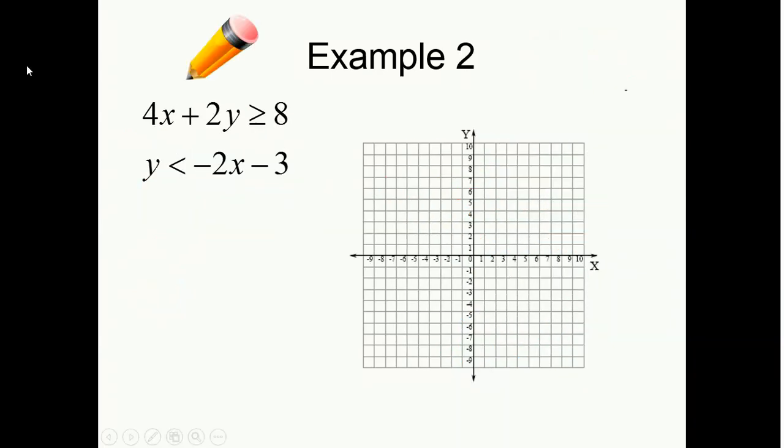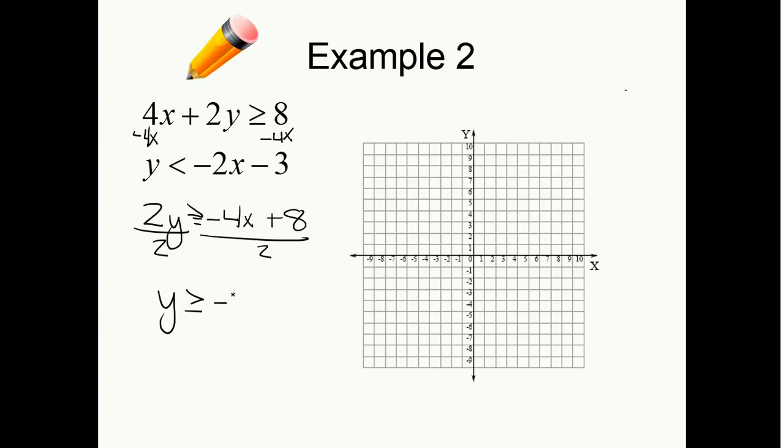Let's take a look at example 2. I'm going to solve this very first one. Let's subtract 4x. So I get 2y is greater than or equal to 4x plus 8. Let's divide by 2. I'm going to graph that line first. So I'm going to go up 4, down 2 over 1, down 2 over 1. Put my dots here. What kind of line am I going to have? I'm going to have a solid line. So let's draw there. There's my line.